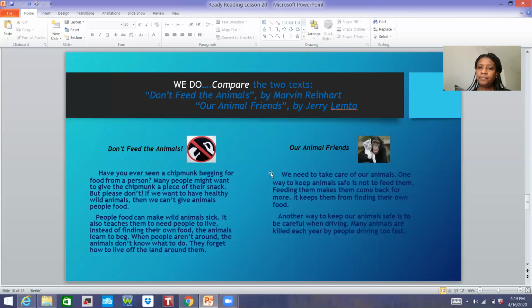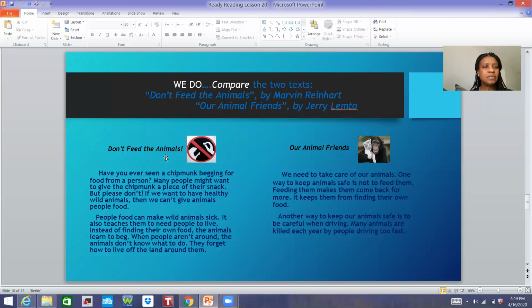Let's read it together. We need to take care of our animals. One way to keep animals safe is not to feed them. Feeding them makes them come back for more. It keeps them from finding their own food. Another way to keep our animals safe is to be careful when driving. Many animals are killed each year by people driving too fast. Okay, both of these texts are talking about animals.